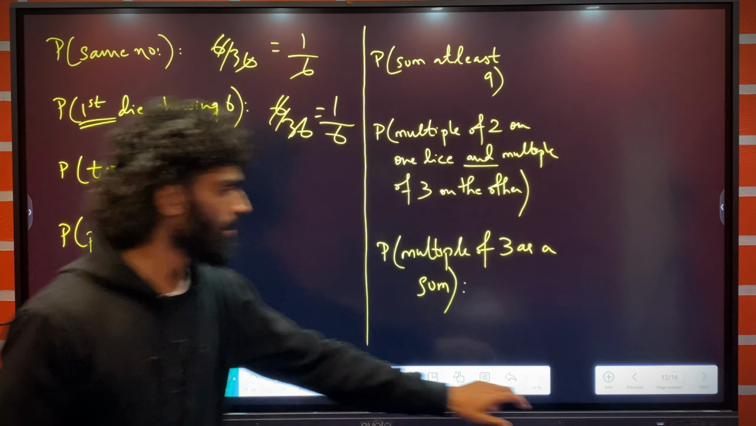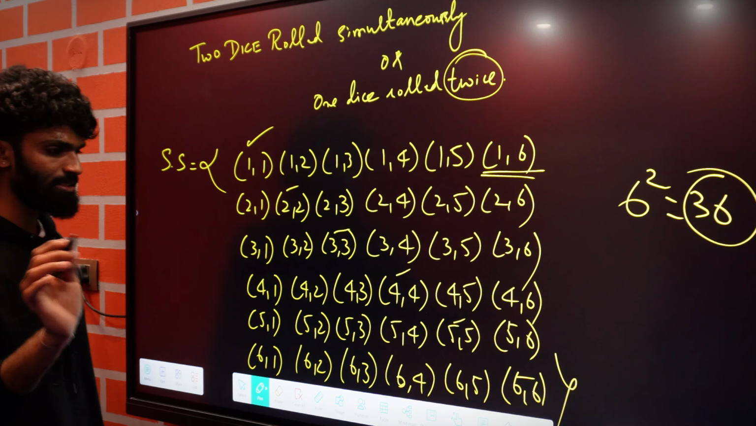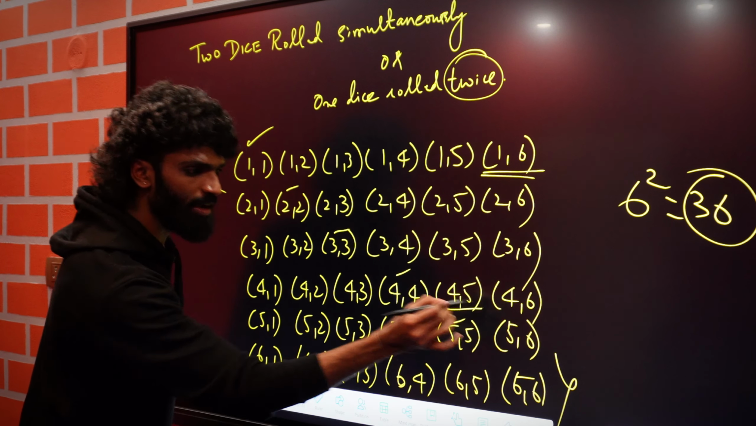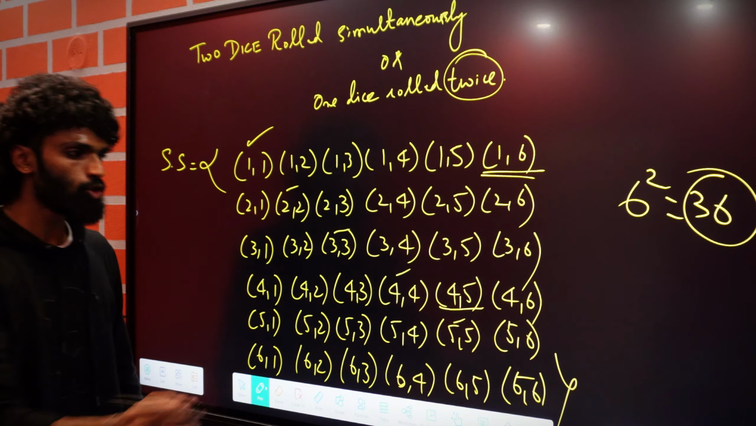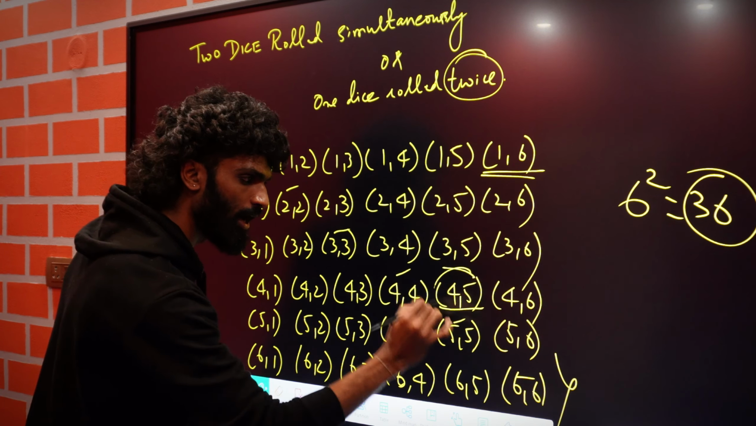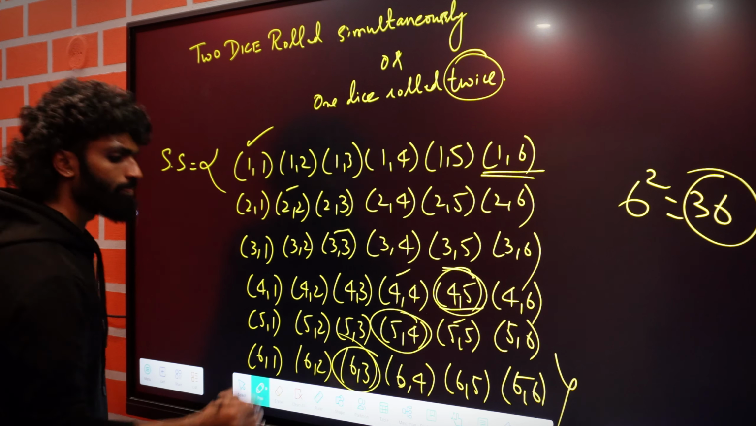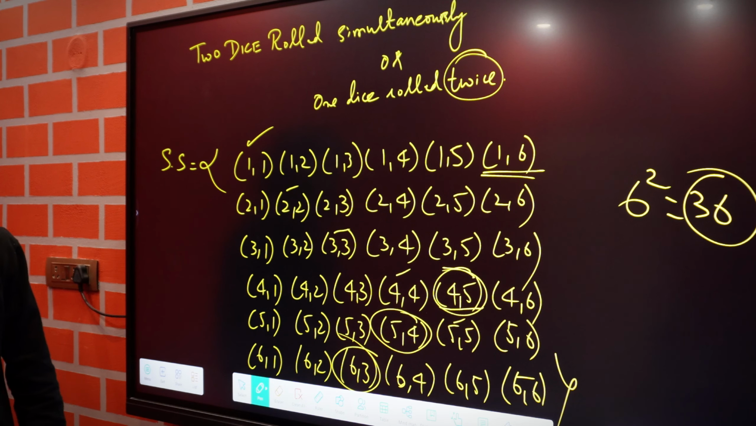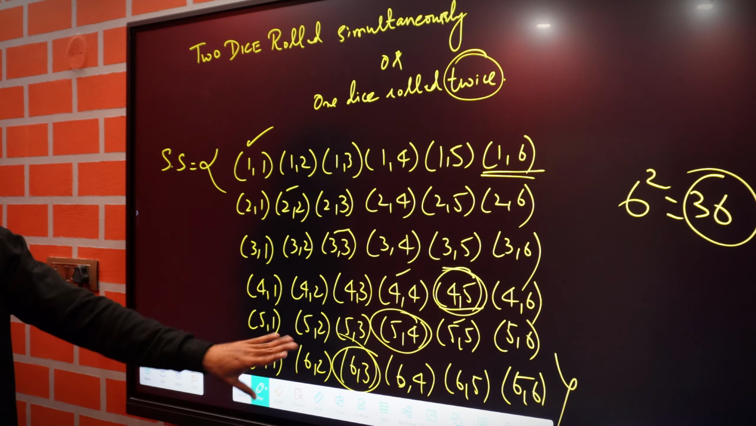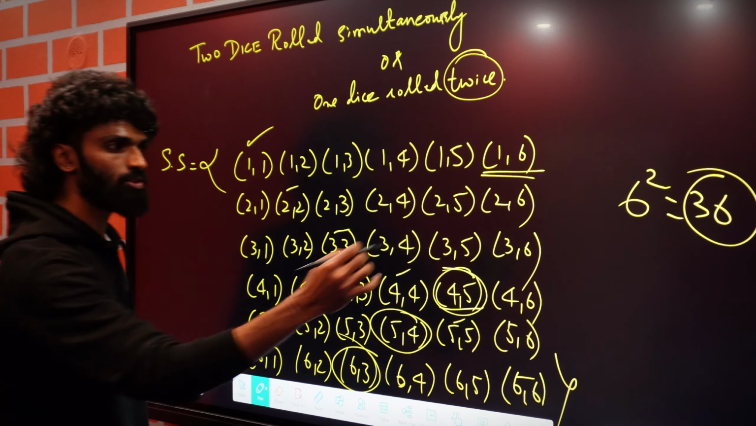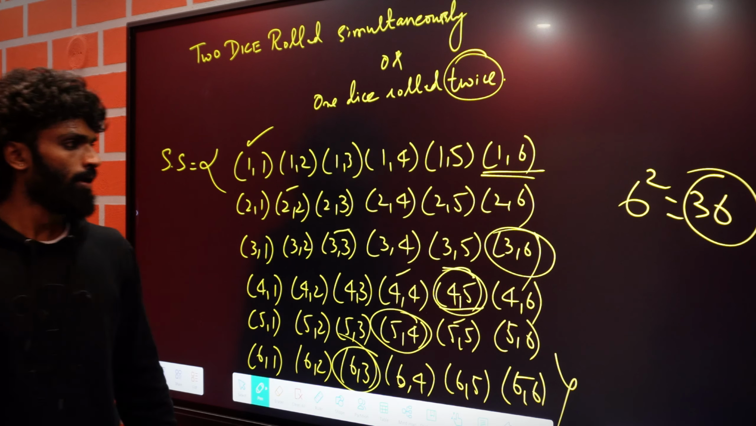Next, total is 9. Now what do they mean by total is 9? For example, if you add 4 plus 5, the answer is 9. Getting it? So this right now is my entry. I'll circle that. Similarly, 5, 4 is my entry. 6, 3 is my entry. Now let's see where all I can find 9s here. So 3, 6 is also my entry.